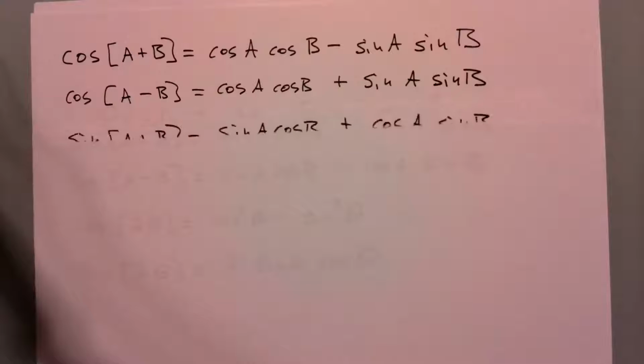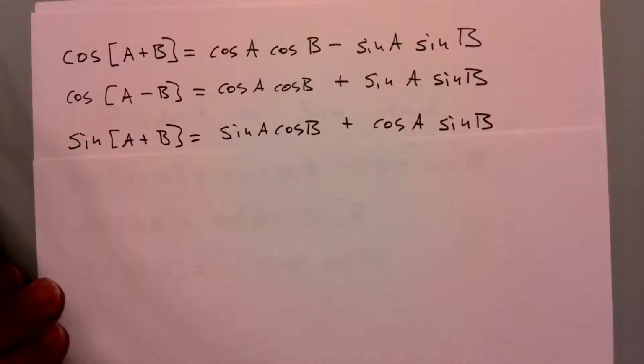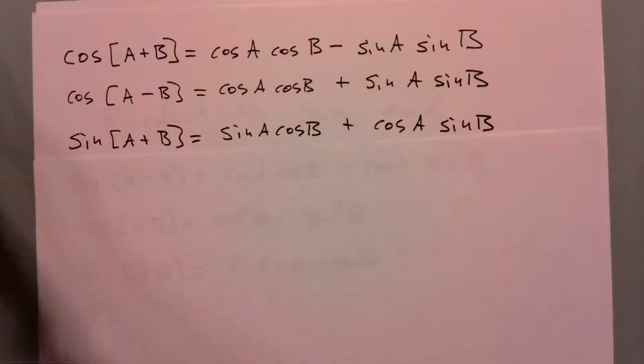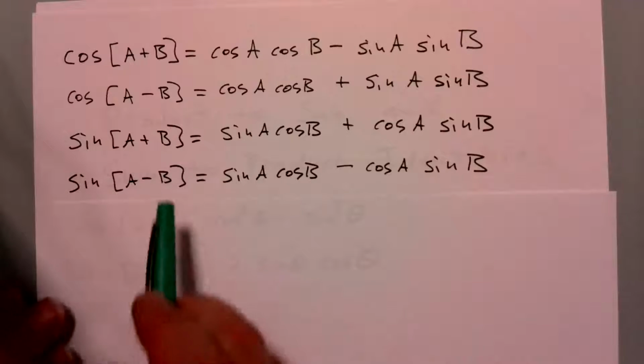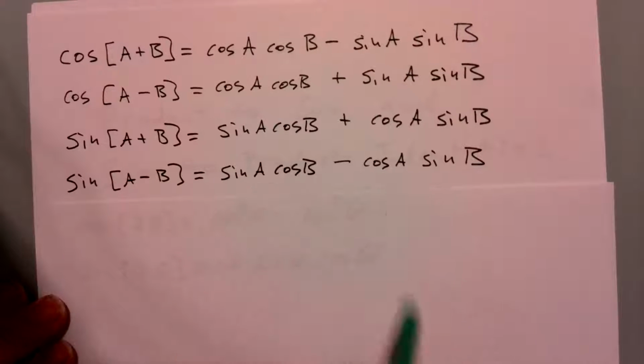Next up, we have sine of A plus B, where we do not have a sign change. So sine of A plus B is sine A cos B plus cos A sine B. Notice the plus sign here and the plus sign there. That is going to stay the same. And then with sine of A minus B, again, the sign stays the same. Sine of A minus B is sine A cos B minus cos A sine B.